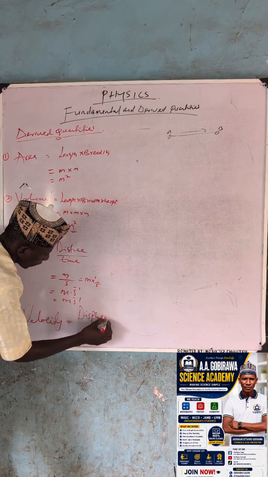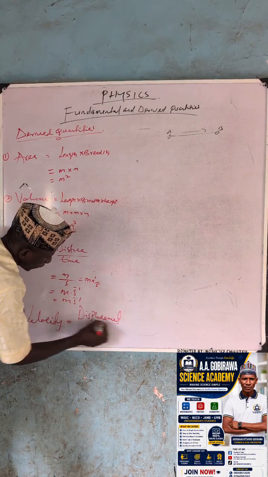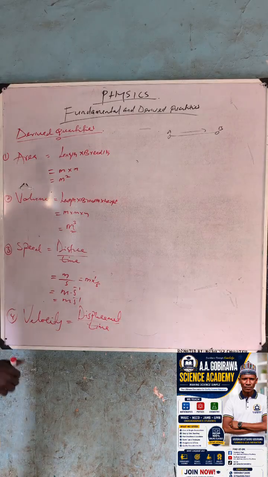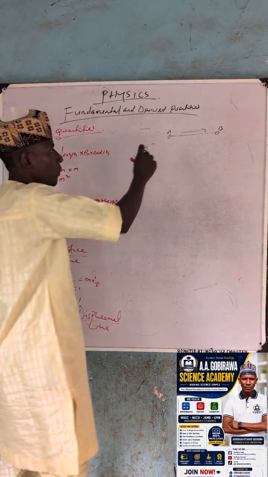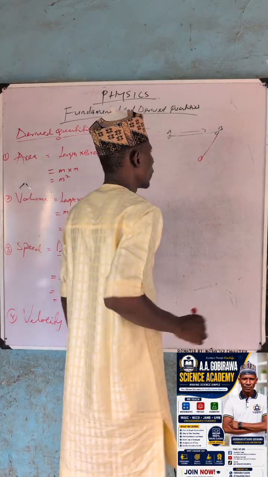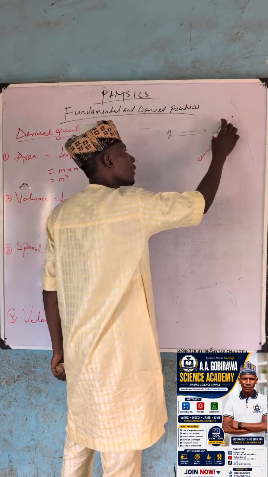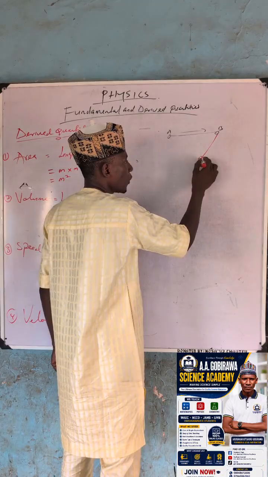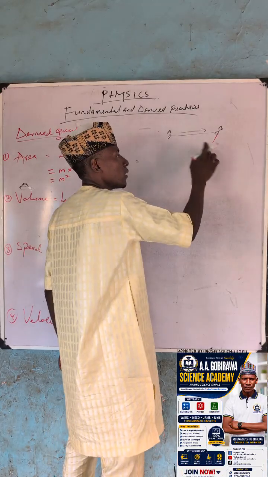Displacement with time. Velocity is the change of displacement with time. What is the difference between displacement and speed? Different direction. An object moves from point A, then with a different direction moves to point C.